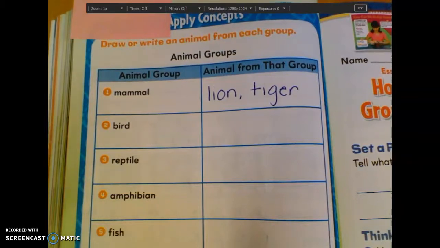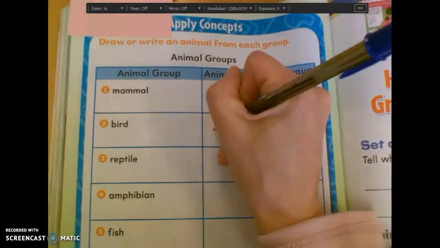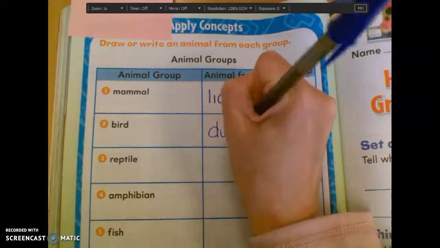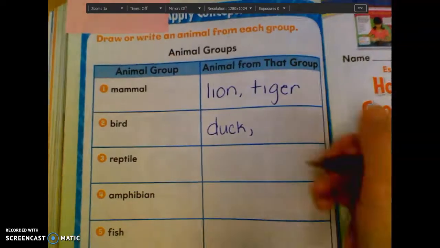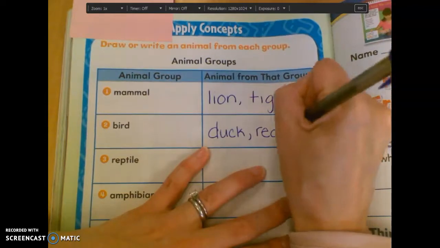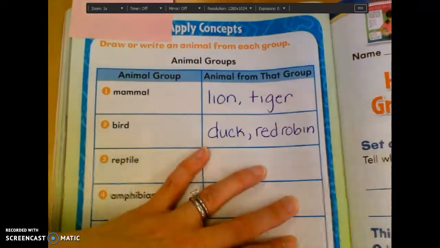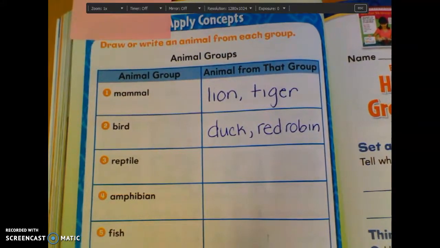So what about a bird? What are examples of a bird? Miles? A duck. Good. What's another bird? Tommy? A robin. Good. I can put that. Red robin. Yes, it's a type of bird. It is a restaurant, too, but it is also a bird. All right, so I'm just going to do two for each, and then I'm going to move on to the next animal group. Okay? Yeah, you could just write robin. That's it.